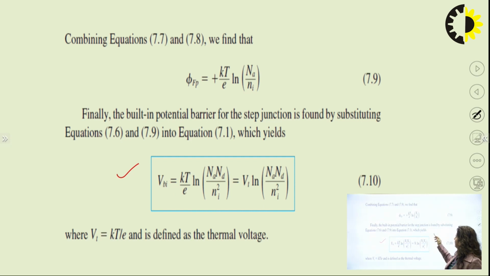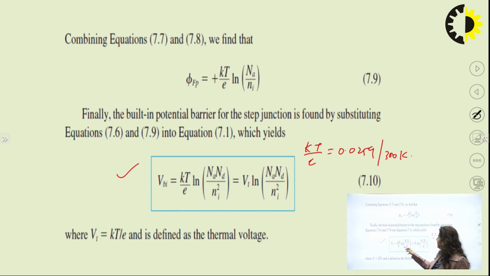This kT by e has the value 0.0259 at 300 Kelvin. So at a particular absolute temperature of 300 Kelvin, we have this value. In numerical problems, we can solve using this. Na and Nd are the acceptor and donor concentrations, Ni is the intrinsic concentration. So this formula will give you the value of the built-in voltage or the built-in potential for the PN junction.